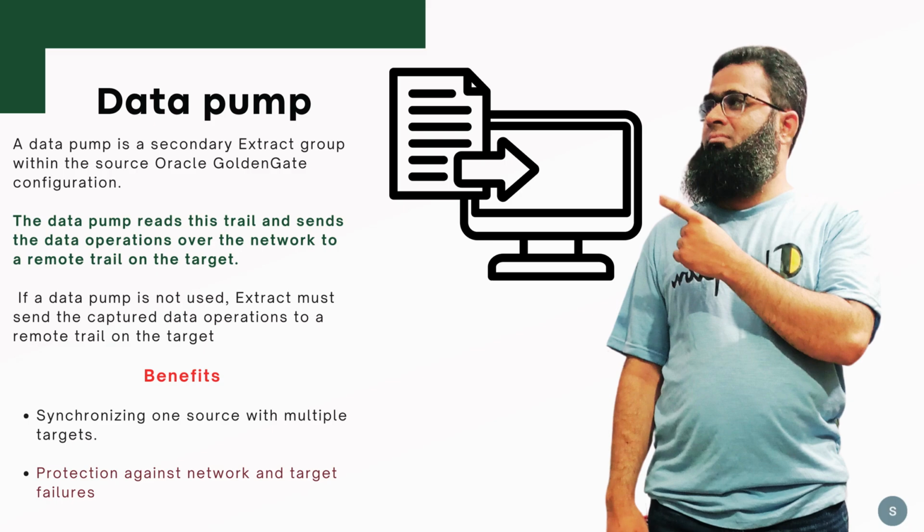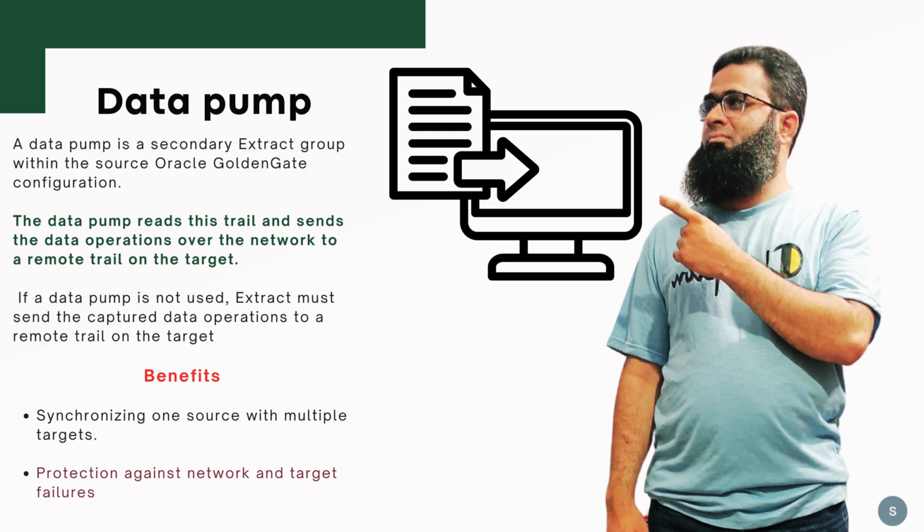The extract process just writes the data in the trail files, and the data pump just reads the trail file and sends the data to our target system. There are some benefits. We can synchronize one source with multiple targets as well. We can configure multiple data pumps on our source system to facilitate multiple targets.